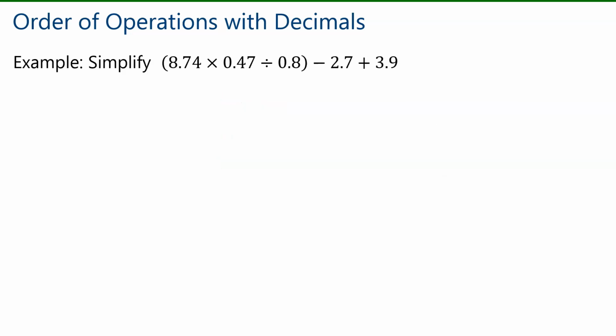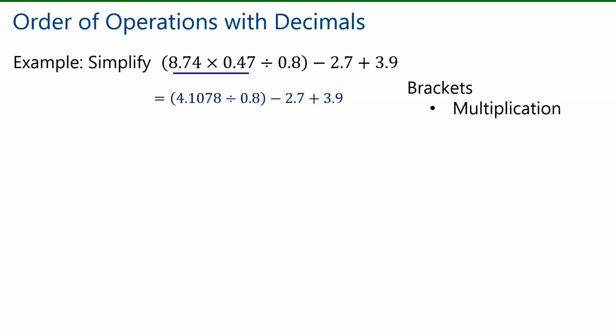Now here we have one more example. So we'll start with the brackets. But you'll notice inside the brackets we have two operations. We have a multiplication and a division. So we'll start with the multiplication because that appears first. So putting that in the calculator, I get 4.1078. Now we still need brackets around this because we're not done with all the operations within the brackets.